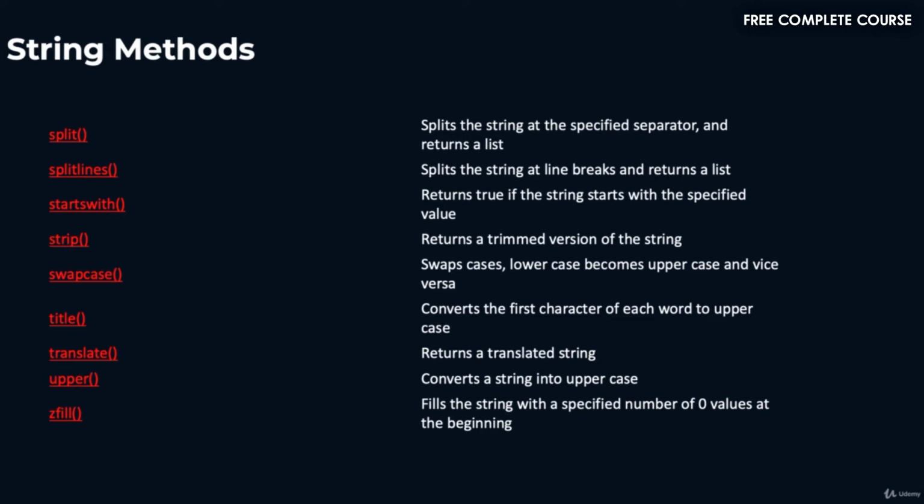Swapcase makes lowercase become uppercase, and vice versa. Title converts the first character of each word to uppercase. Translate returns a translated string. Upper converts a string into uppercase. And zfill fills the string with a specified number of 0 values at the beginning. So let's dive into our strings notebook and take a look at some of these string methods.